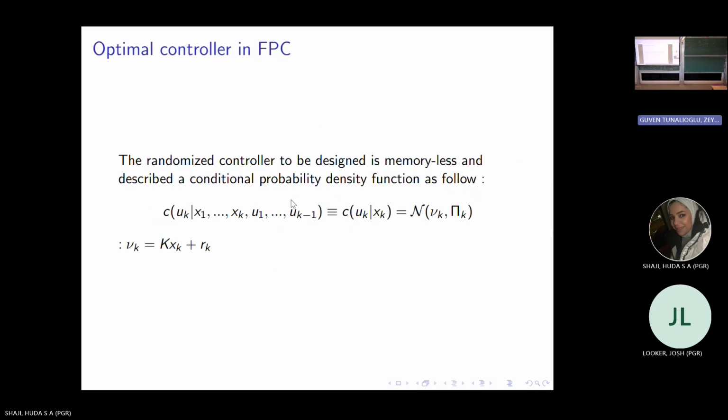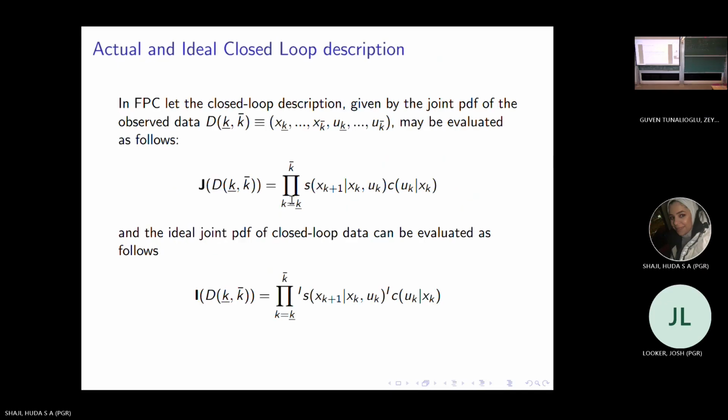And what we want to do, again, I'm repeating, we want to design the controller. This is the actual controller, but rather than a transition density, it will be a normal distribution with mu as the mean and pi as the covariance. Here, this is the mean, KXK plus RK, and the covariance pi K.